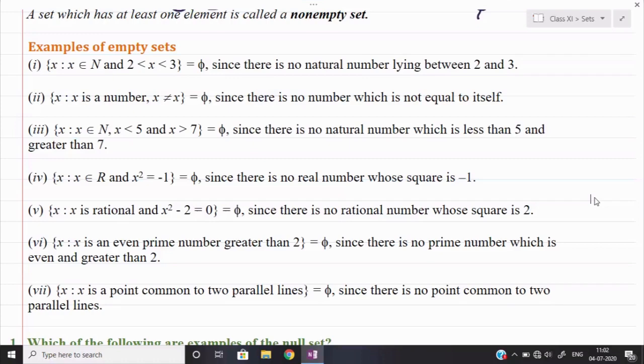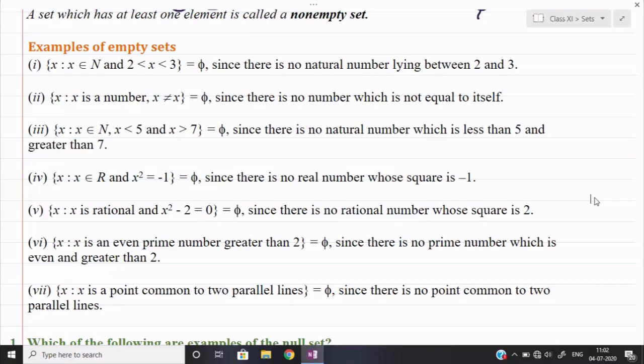Similarly, see the fourth one: x belongs to R, and the value of x square is equal to minus 1. Tell me, do you find any number whose square is negative? You can search any number in the real numbers, natural numbers, whole numbers. Natural numbers and whole numbers are already positive, so their squares will always be positive. Even if you take integers like minus 3, minus 4, their squares will also come positive. So there is no number whose square is minus 1 or negative. Here also we will get the empty set.